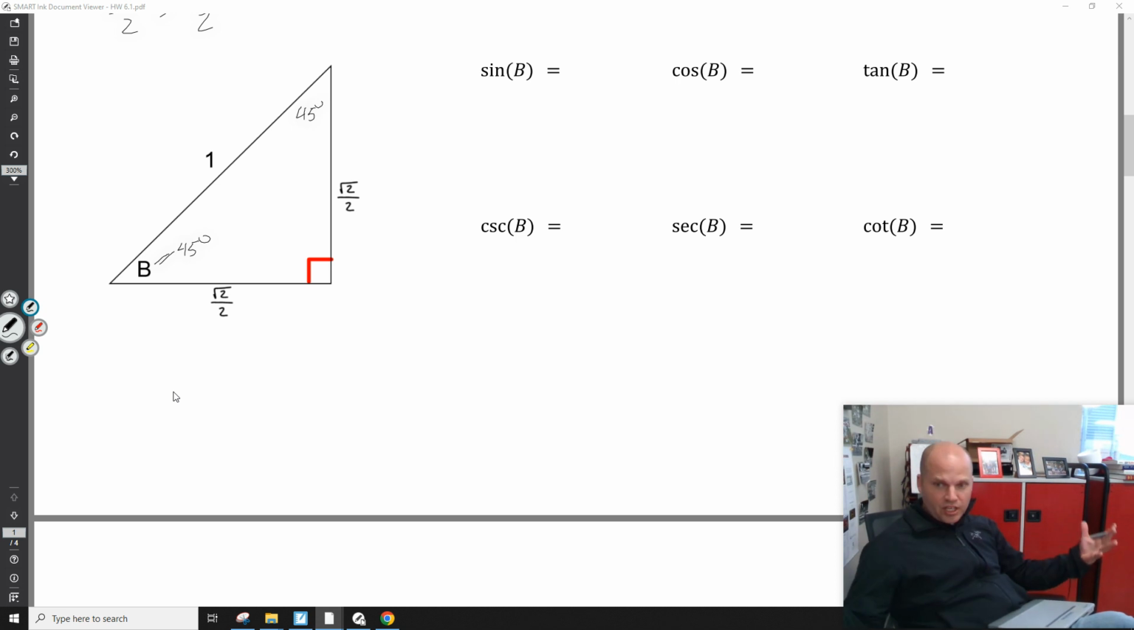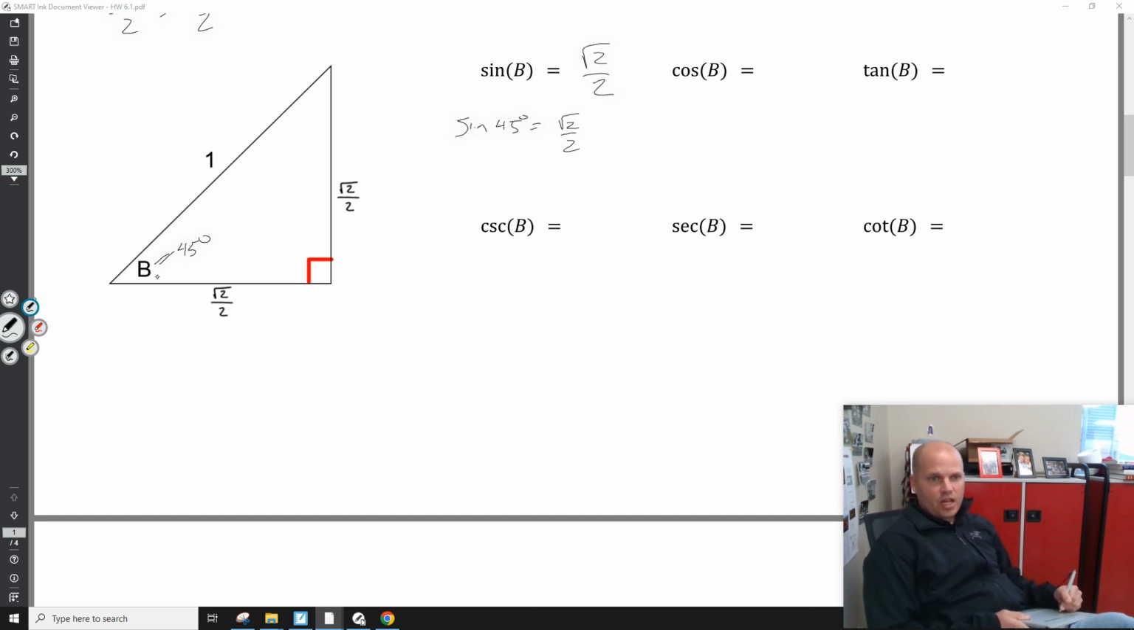So let's get into the ratios that we'll have to see if you ever have a 45, 45, 90 triangle. The sine, which is opposite over hypotenuse. And again, I'm just going to stick with this base angle, that way we don't get confused. The sine of 45 degrees has to be root 2 over 2. The sine of B is root 2 over 2. The cosine of this 45 degrees has to be root 2 over 2. Tangent has to be 1.